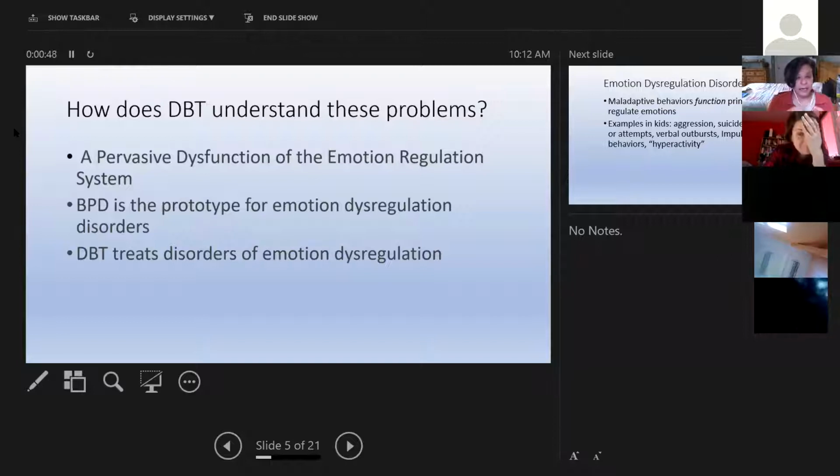In other words, the out of control behaviors that we're seeing, suicidality, self-harm, aggression, things that look like hyperactivity, those are coming out of the fact that the child doesn't know how to manage the emotions that the child is having. And so in order to try to manage that problem of having all of this emotion and not knowing what to do with it, they engage in some of these behaviors. BPD, and I know Alan mentioned that this morning, is really a prototype for emotion dysregulation disorders. And DBT is really the treatment of choice for emotion dysregulation disorders. That's one way to think about this piece.